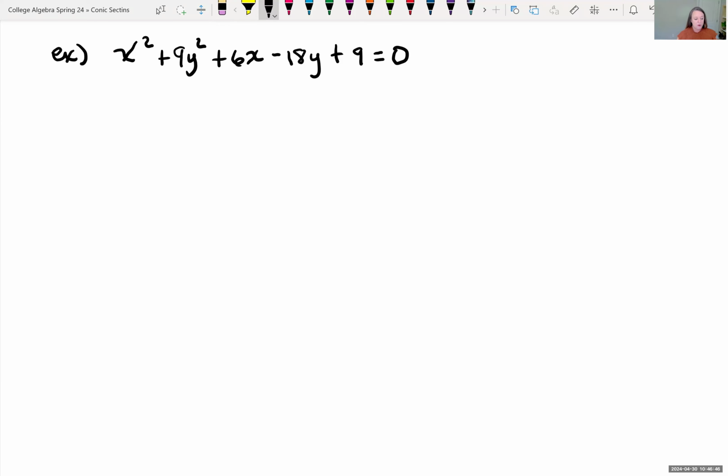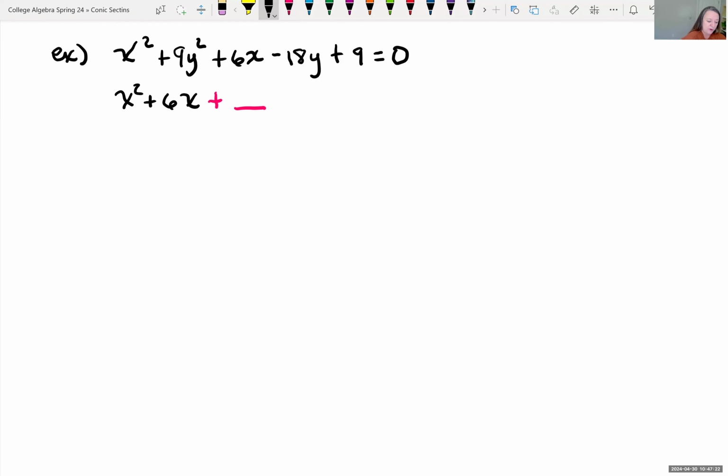So notice that when we had it in standard form, we had perfect squares. Remember, we've been completing the square in this class. That's exactly what we're going to want to do here. So we want to group our x terms together, we want to group our y terms together, and we want to get the constant on the other side of the equation. So let's go ahead and rewrite this doing that. And so doing that, we have x squared plus 6x. I'm going to leave a spot here because I want to add something to this to make it a perfect square.